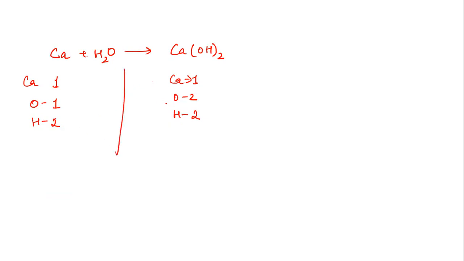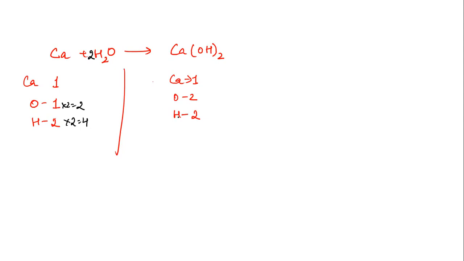So how can I balance oxygen? Multiplied by 2. It means I have to add the coefficient 2 this side. Now, as I write coefficient 2 there, it will become hydrogen 4. Hydrogen will become 4. Yes or no? Clear?